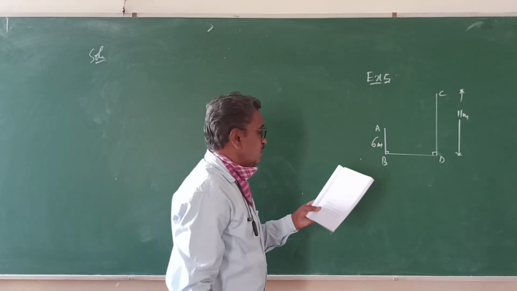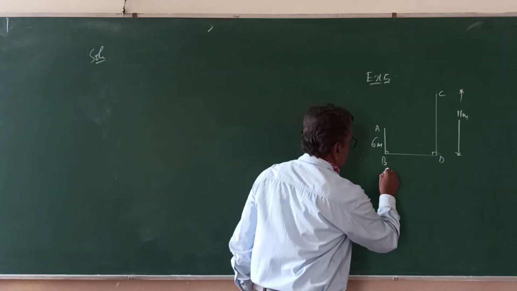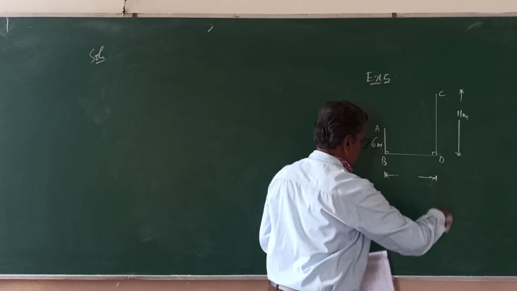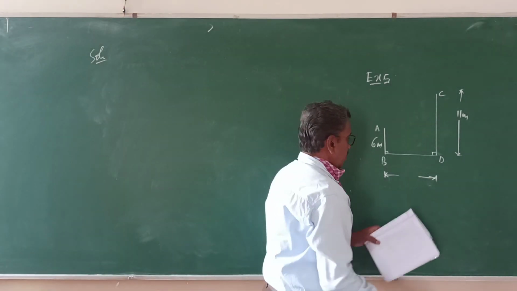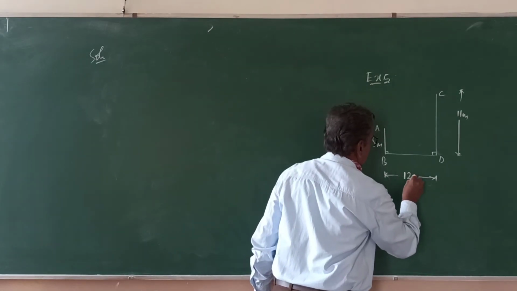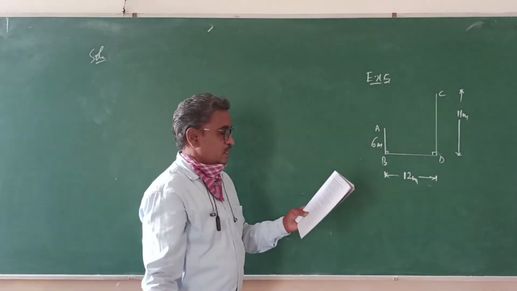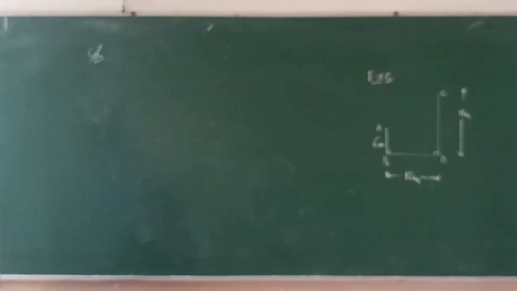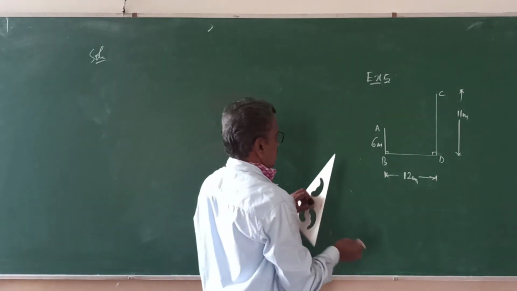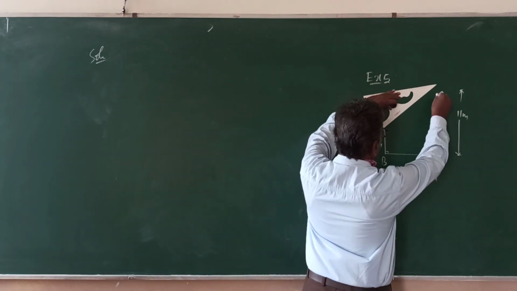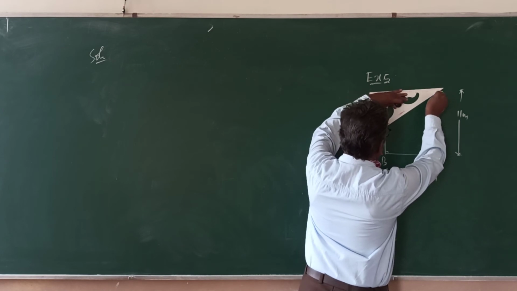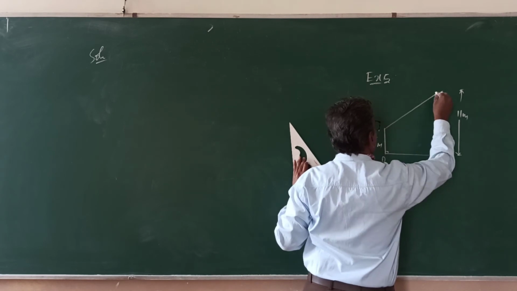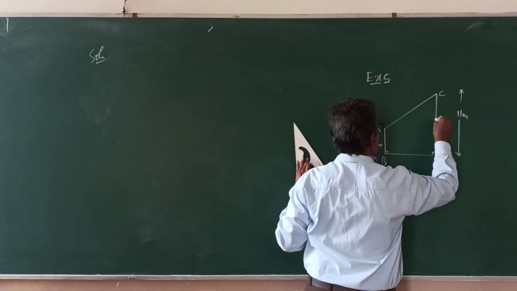If the distance between the feet of the poles is 12 meter, find the distance between their tops. These are the tops. Find the distance between their tops.